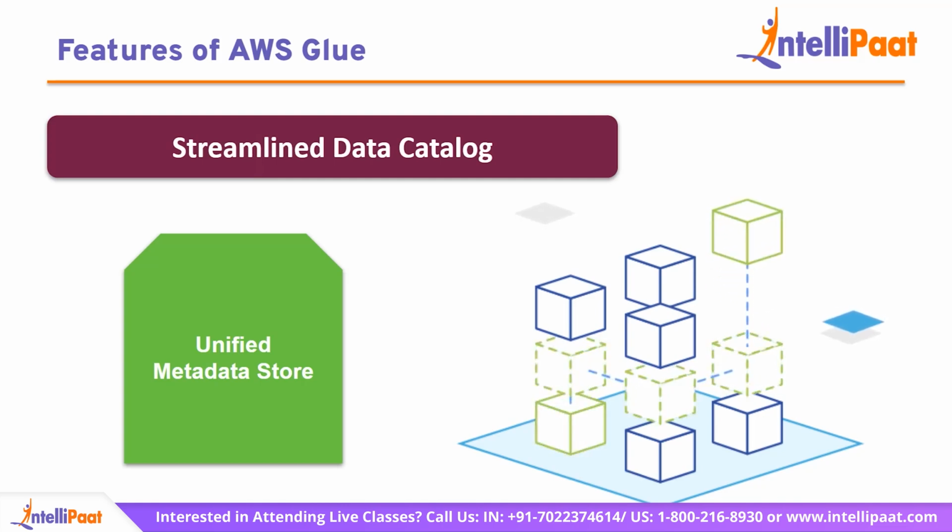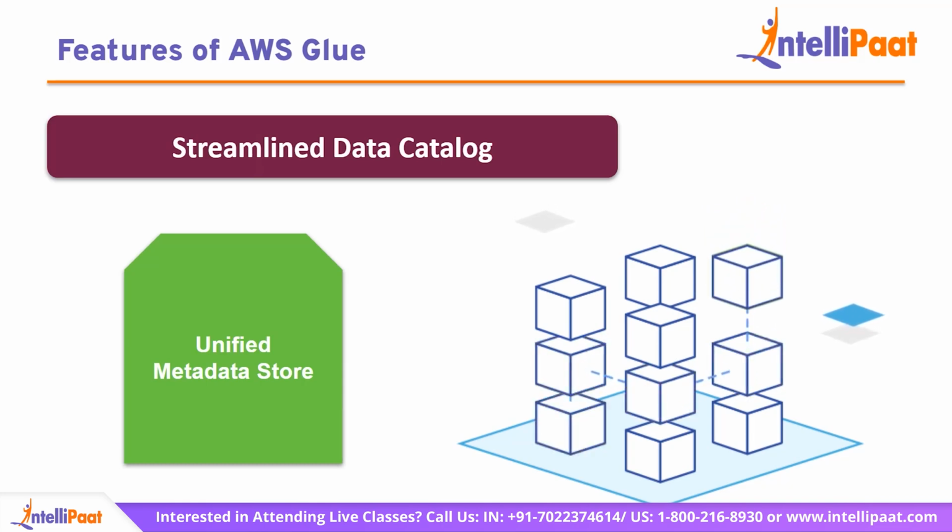The streamlined data catalog further provides 4 different features. The first one is the Unified Metadata Store. With the streamlined data catalog, AWS Glue stores metadata in a centralized and highly scalable Apache Hive Metastore. This unified metadata store consolidates metadata from various data sources and allows easy access and management.